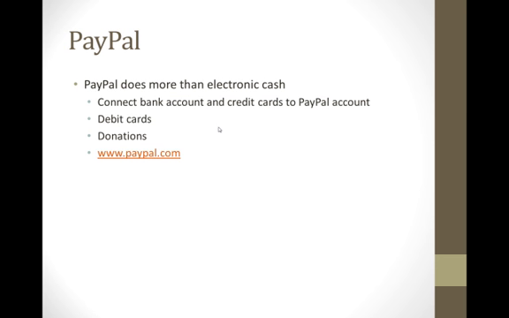So what does PayPal do? It does more than electronic cash. You can connect your bank account and your credit cards to a PayPal account. And so whenever you go to make a payment, you can choose where the money's coming from: directly from your bank account, from your credit cards, from debit cards. You can use PayPal to make donations. And there's just tons and tons of different options for what you can do. You can have multiple bank accounts, multiple credit cards, and you can send your money, you can collect money.